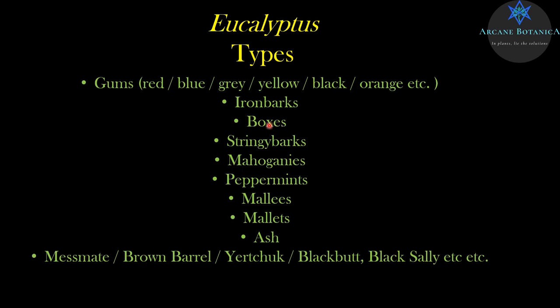Boxes. A lot of eucalypts are called boxes. They tend to have these sort of wine glass, champagne glass looking fruits, and they have this finely tessellated bark, a bit like a jigsaw puzzle or mosaic sort of arrangement, very finely tessellated. And a lot of the time, the upper branches are bare, but that's what we mean by boxes.